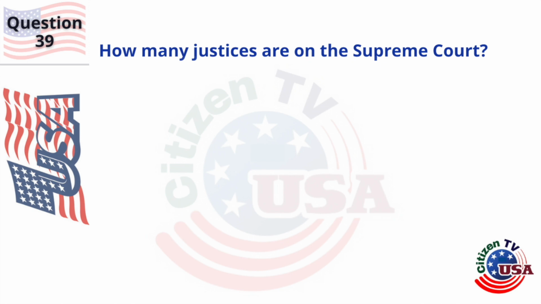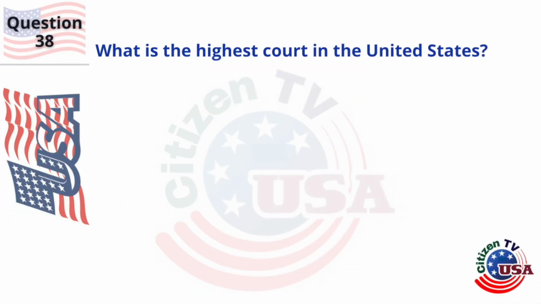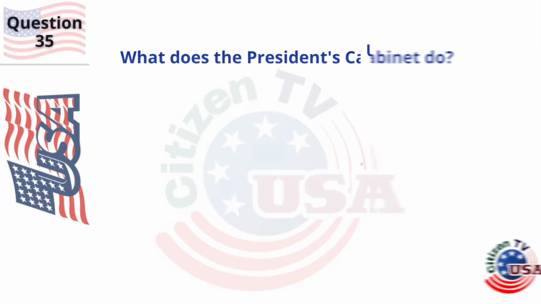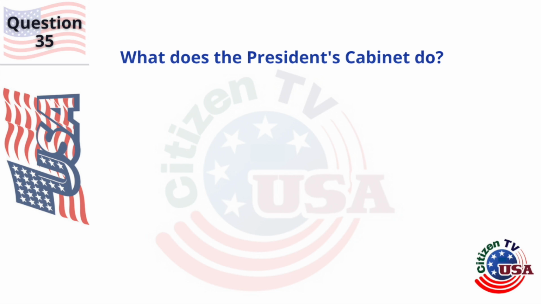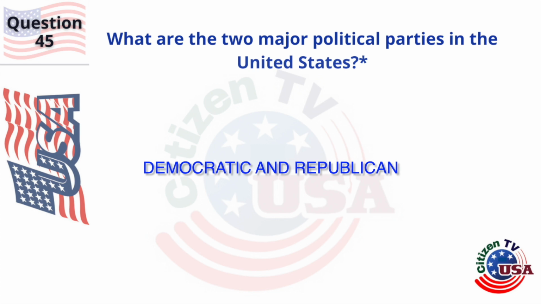How many justices are on the Supreme Court? 9. What does the judicial branch do? Reviews laws. What is the highest court in the United States? The Supreme Court. What does the President's Cabinet do? Advises the President. What are the two major political parties in the United States? Democratic and Republican.